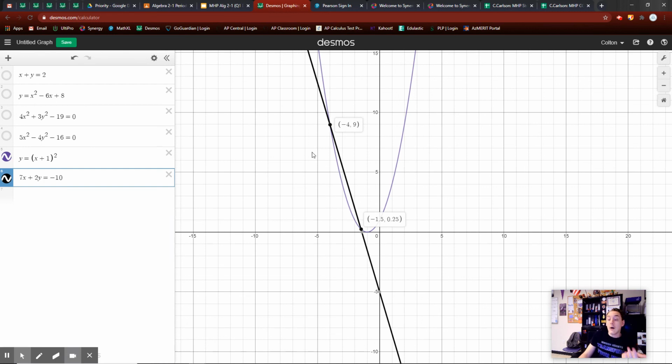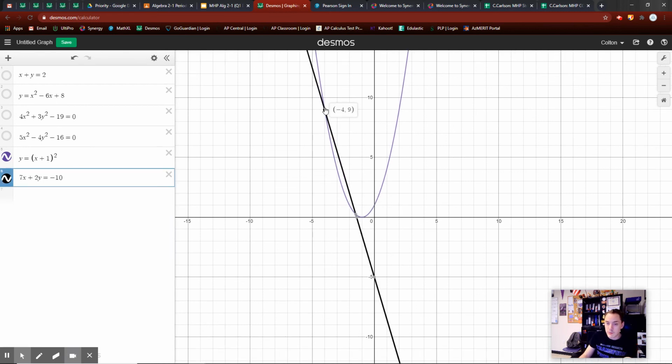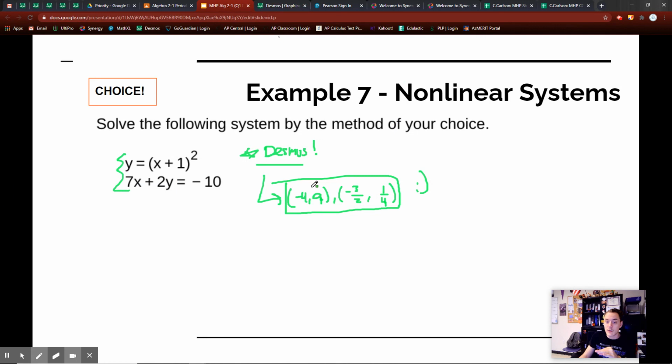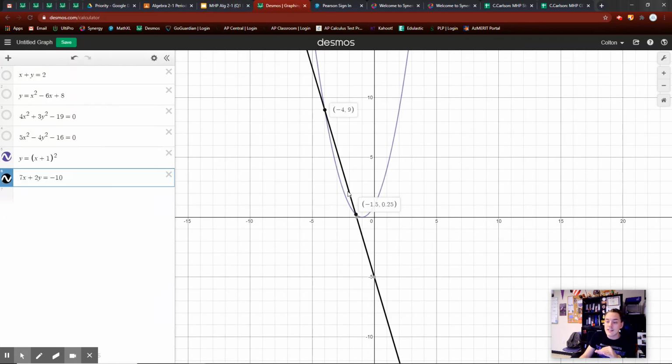Now watch. These are the points where it crosses, okay? One right here, -4, 9, and right here, that's a decimal. Now, just because it looks like this does not mean you can't plug it into Desmos and try to get a fraction out of it. This is one of your points. Easy. That's -4 and 9. Now, these are fractions, but how can I get these decimals into fractions?